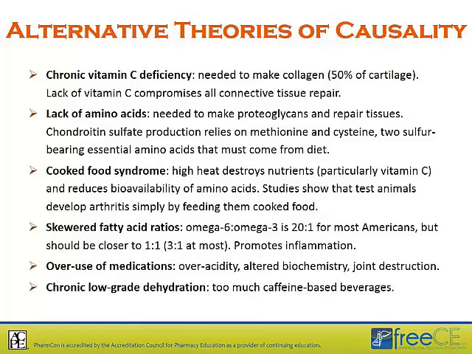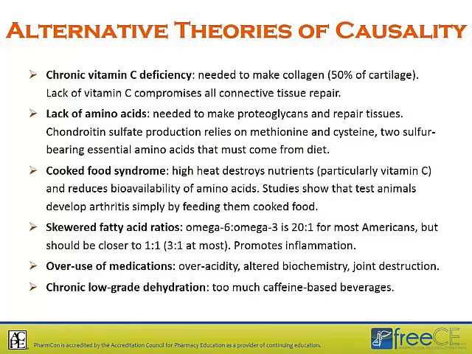Another alternative theory is the cooked food syndrome. The vast majority of modern people no longer eat raw food. They cook all their food. And high heat destroys a number of nutrients, in particular vitamin C, and it also reduces the bioavailability of amino acids. A number of studies show that test animals develop OA simply by feeding them cooked foods. Another theory is the skewed or out of whack fatty acid ratios.